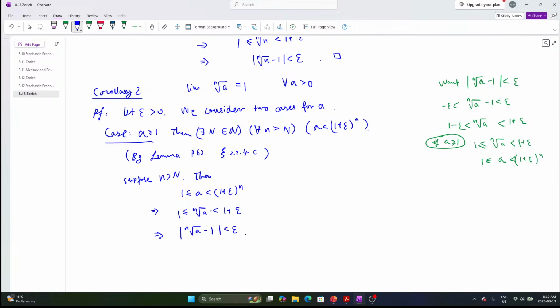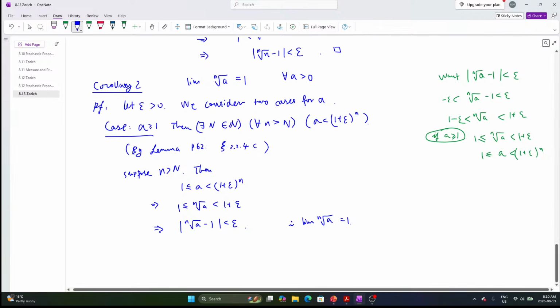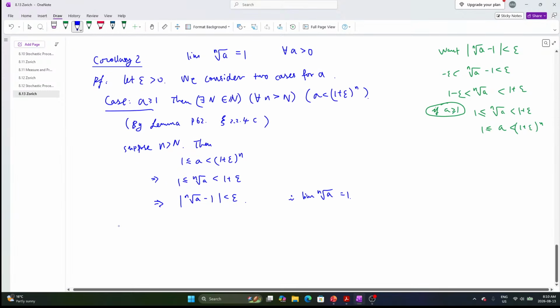Okay, so this is what we need. In this case, therefore, the limit of the nth root of a is 1. So this is the first case. Now let's consider the second case. The second case is where you have a is greater than 0, less than 1.